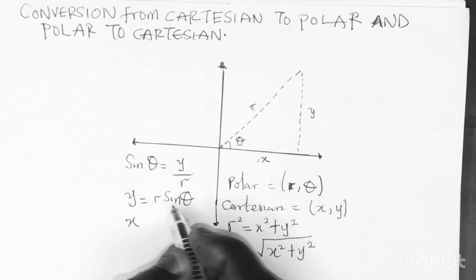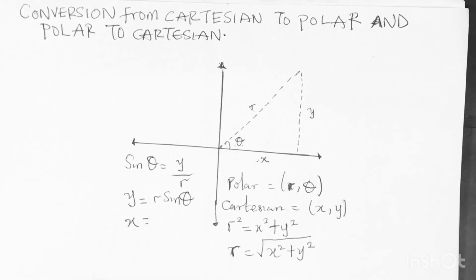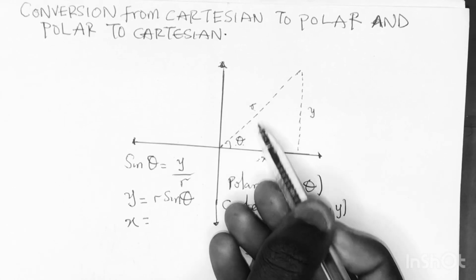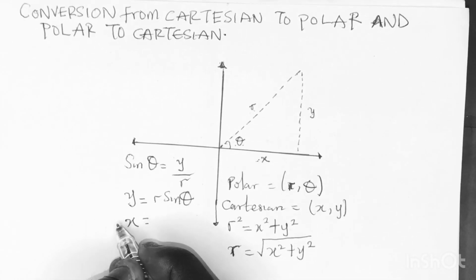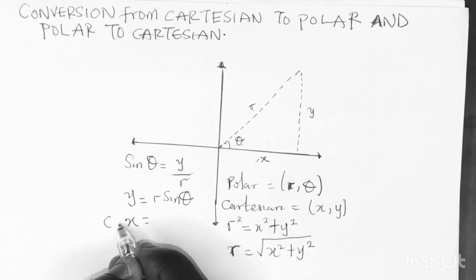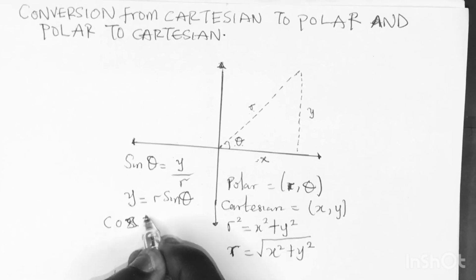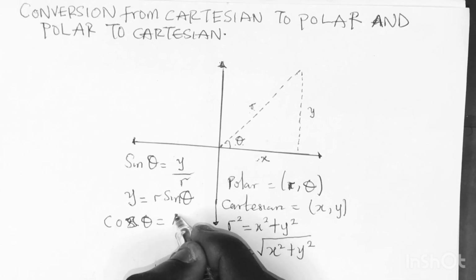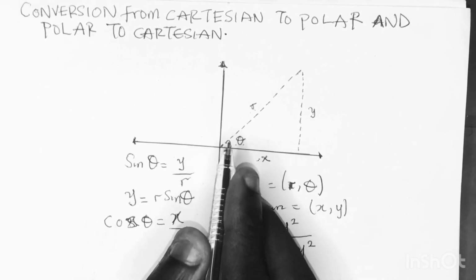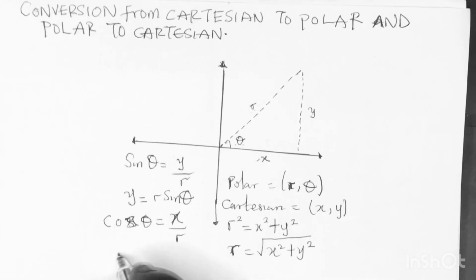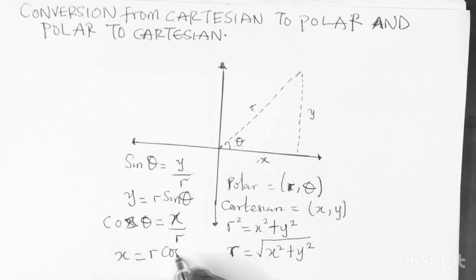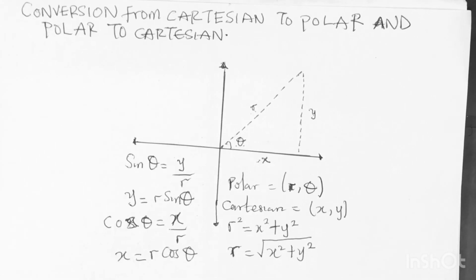So what will be my x? My x is going to be adjacent over hypotenuse, so that is cos. Are you getting that now? So cos theta equals adjacent, which is x, over hypotenuse, which is r. So my x is going to be r cos theta. I get what I'm saying now?